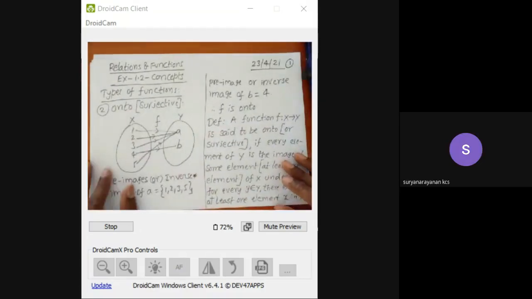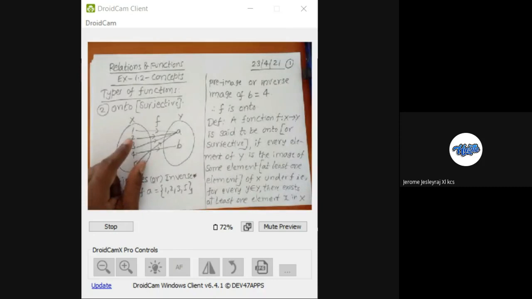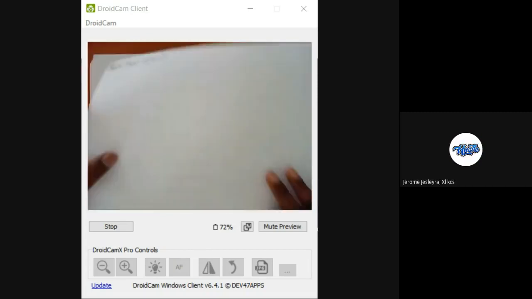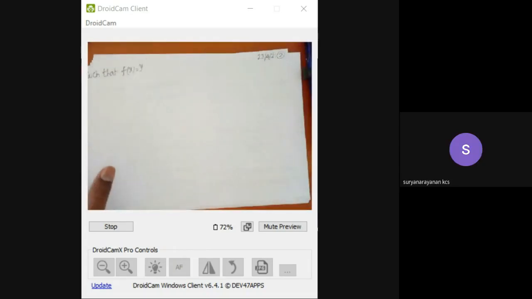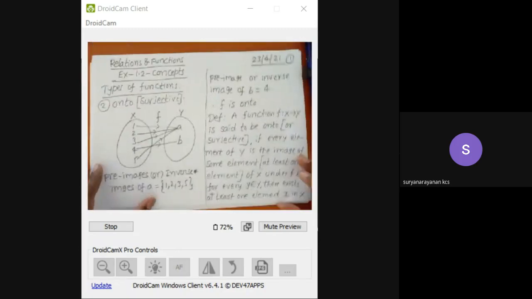Now come to Jerome Jesliras. Your turn. Read it once. A function f mapping from X to Y is said to be onto function or surjective function if every element of Y is the image of some element, at least one element of X under function f. That is, for every y belongs to Y, there exists at least one element x in X, such that f of x is equal to y. Very good, Jerome Jesliras.